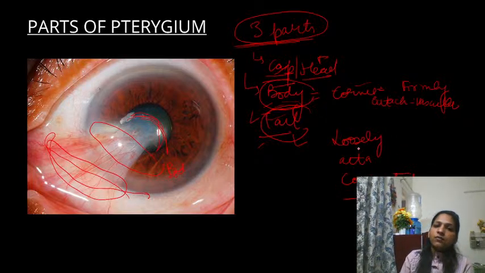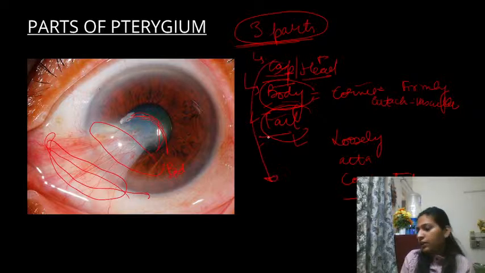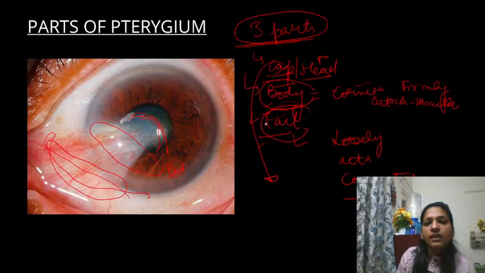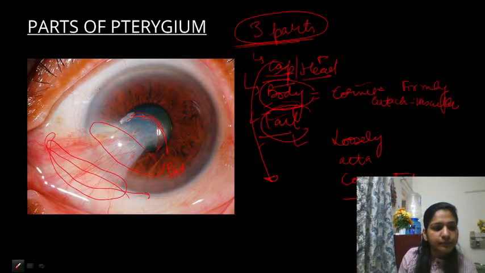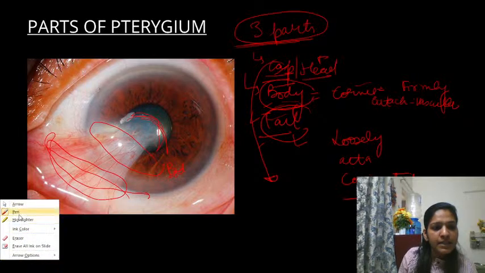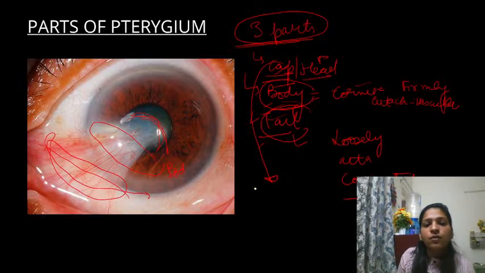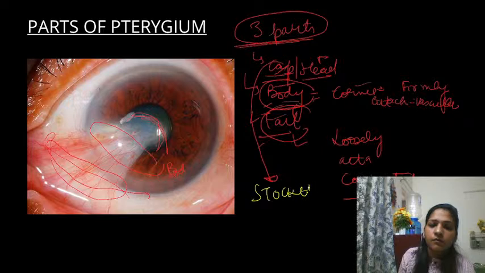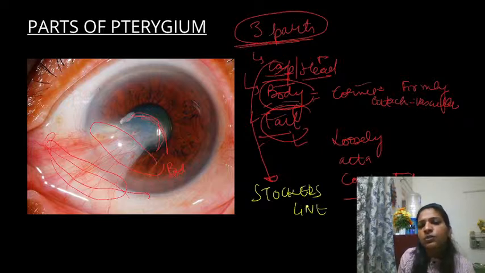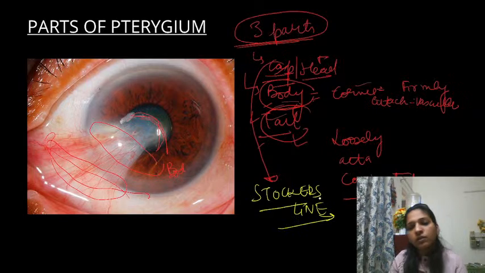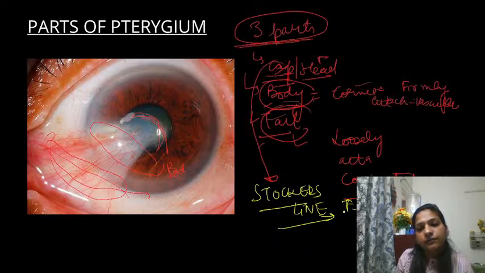Now there is one line which is present ahead of the cap. Can anyone tell me the name of that line? Shivam, can you tell me the name of that line? Yes, very good, Krish. It is Stocker's line. What does Stocker's line contain? Yes, iron. Very good, Adyut. Stocker's line contains iron.